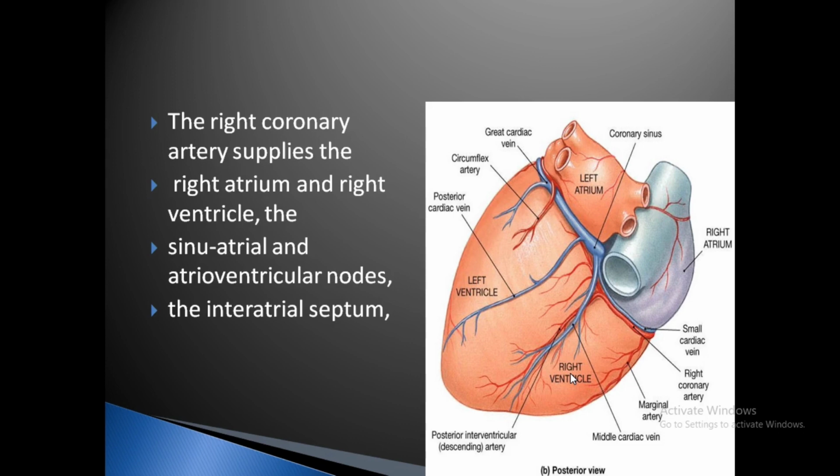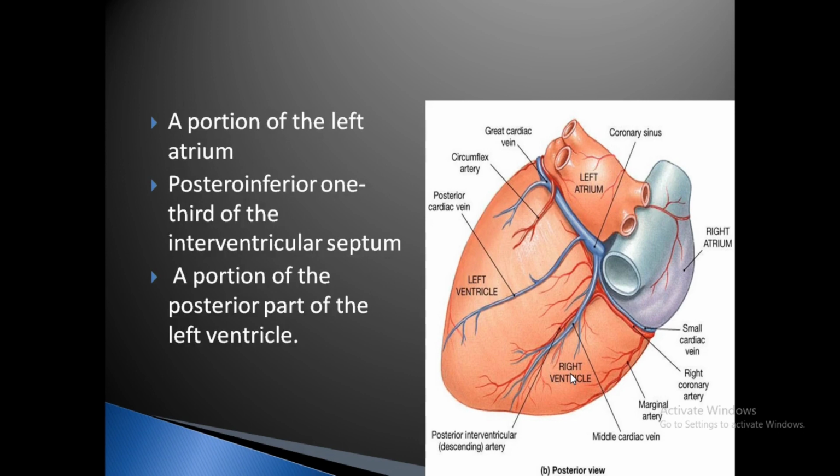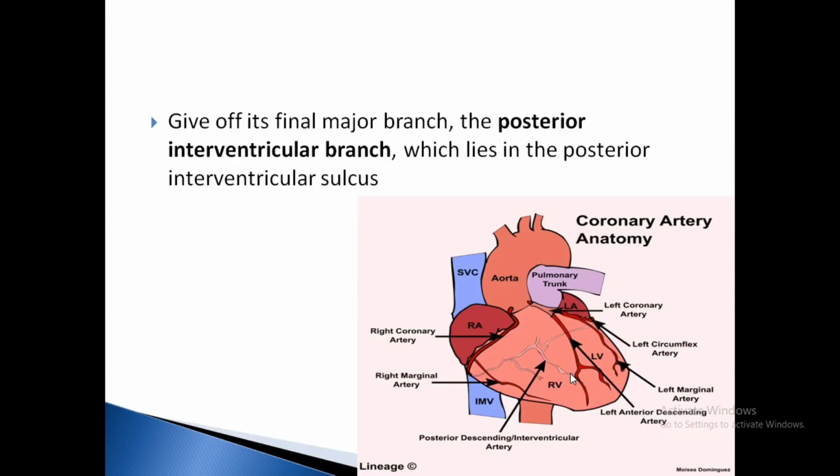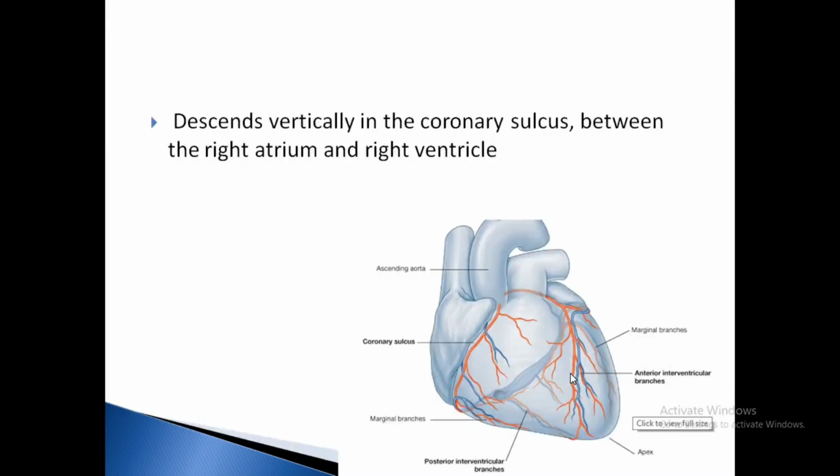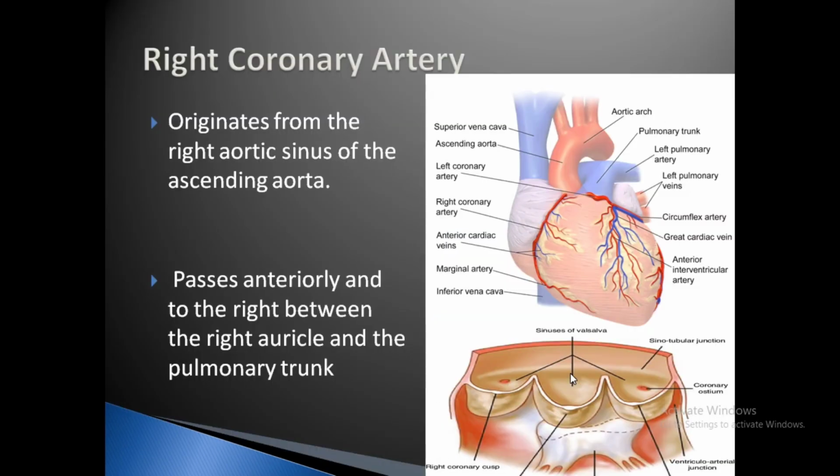So when we combine the branches of the right coronary artery, we can say that the right coronary artery supplies the right atrium and the right ventricle, the sinoatrial and the AV nodes, the interatrial septum, a portion of the left atrium, the posterior-inferior 1/3 of the interventricular septum, and a portion of the posterior part of the left ventricle. So just have a look regarding the right coronary artery.